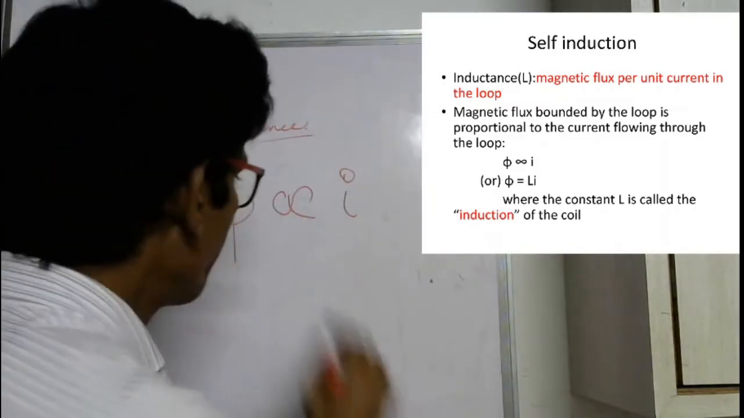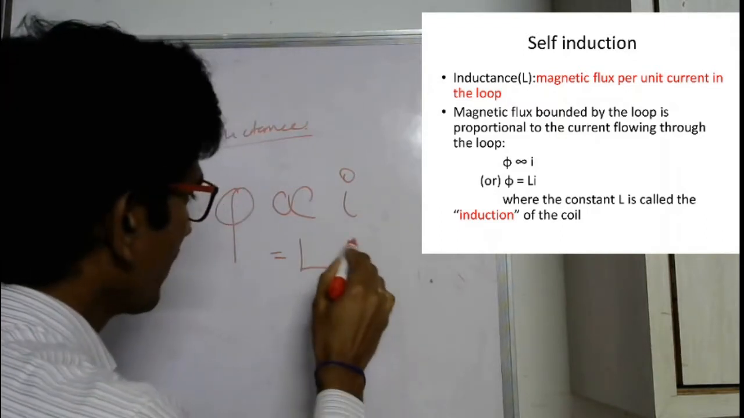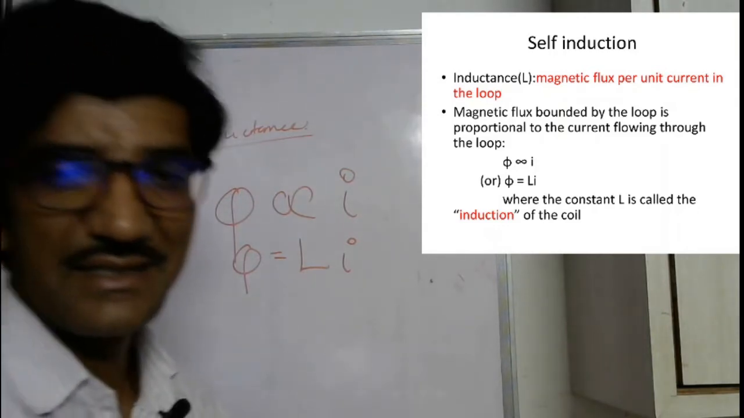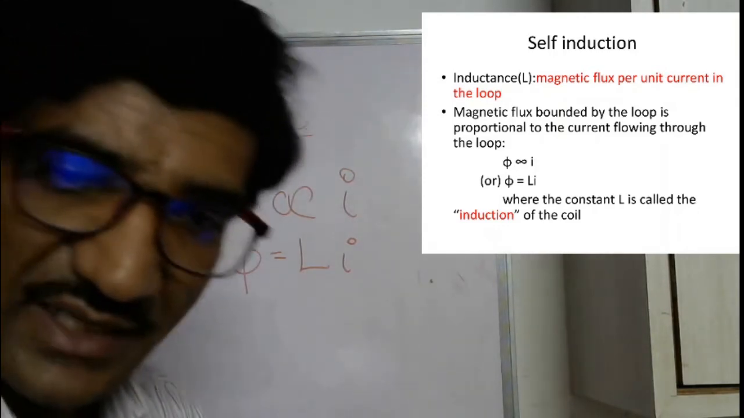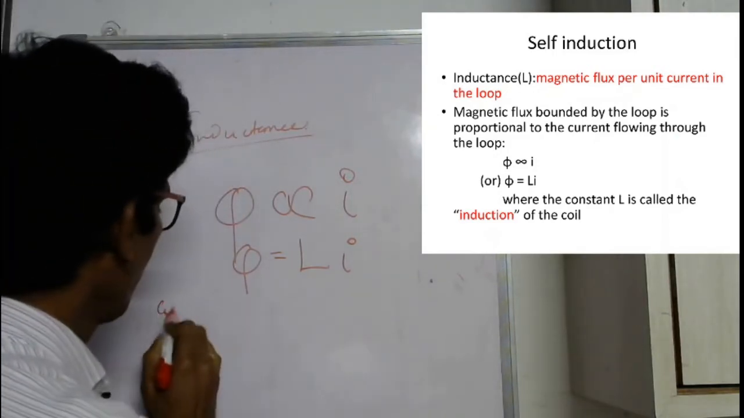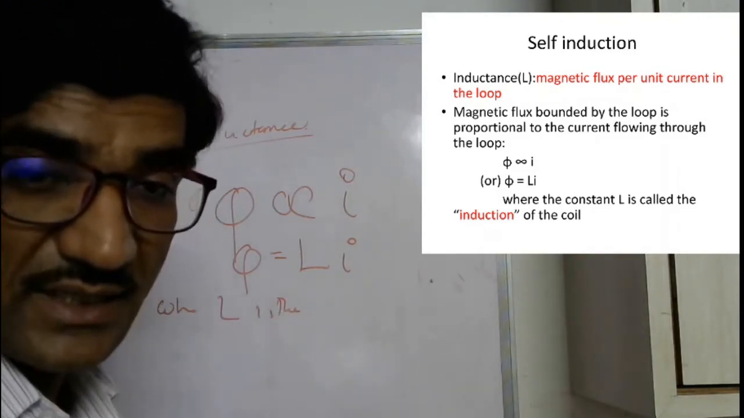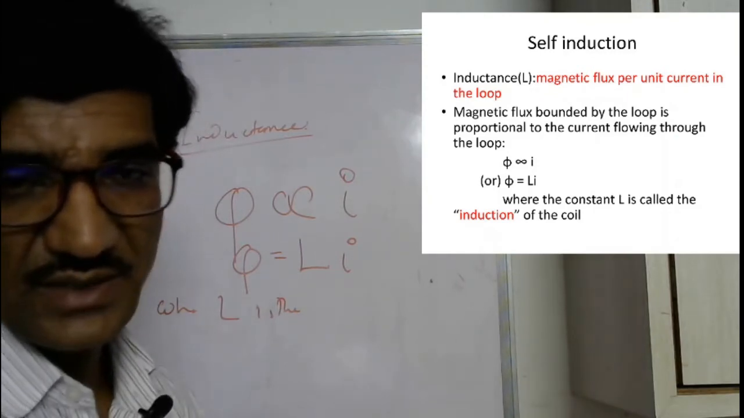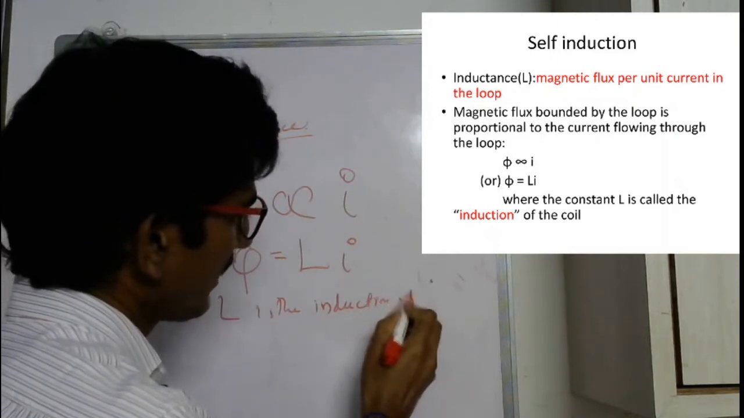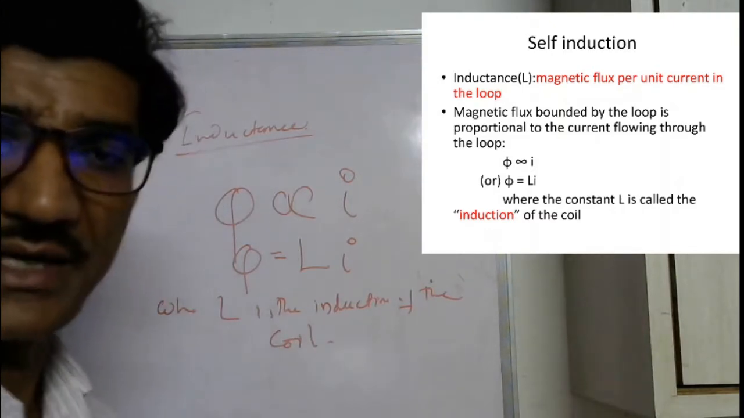Now, if you want to remove this proportionality symbol, you have to introduce one proportionality constant. In this case, we write that proportionality constant as L. This is called the coefficient of self-induction, or simply the inductance of the coil, where L is a proportionality constant.